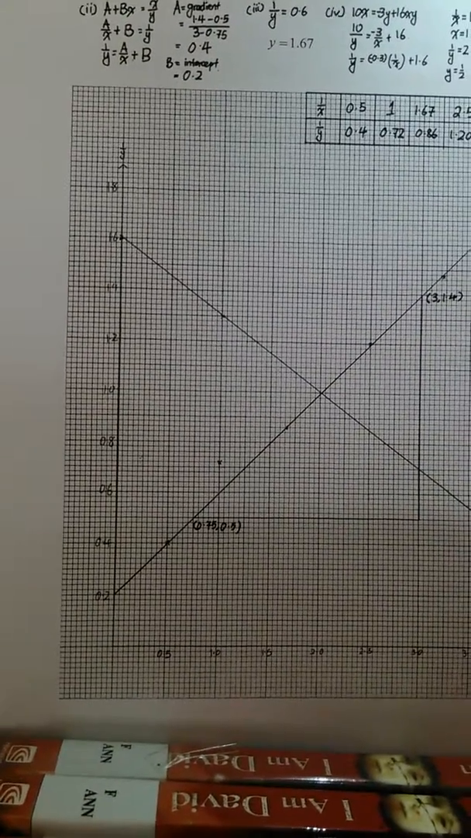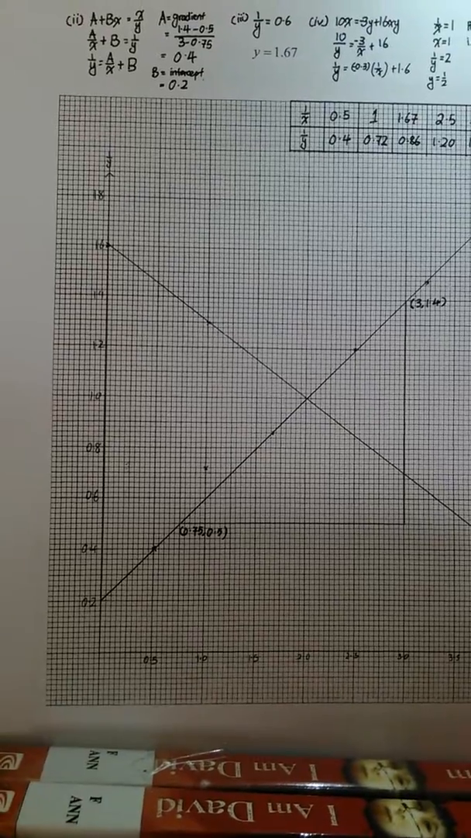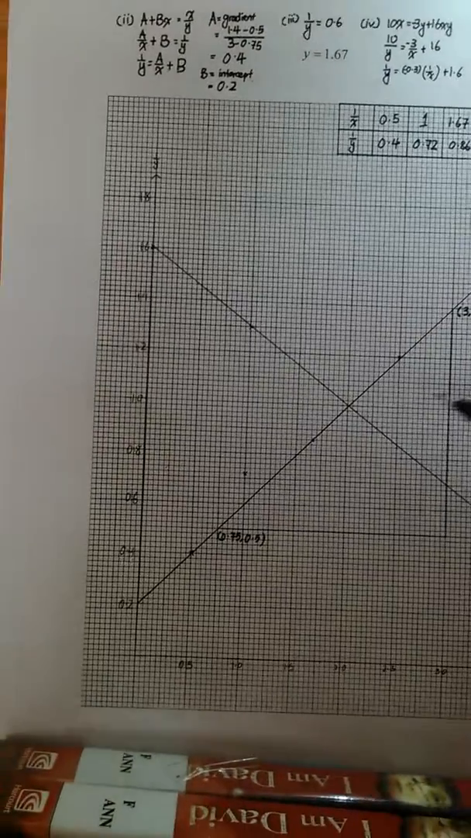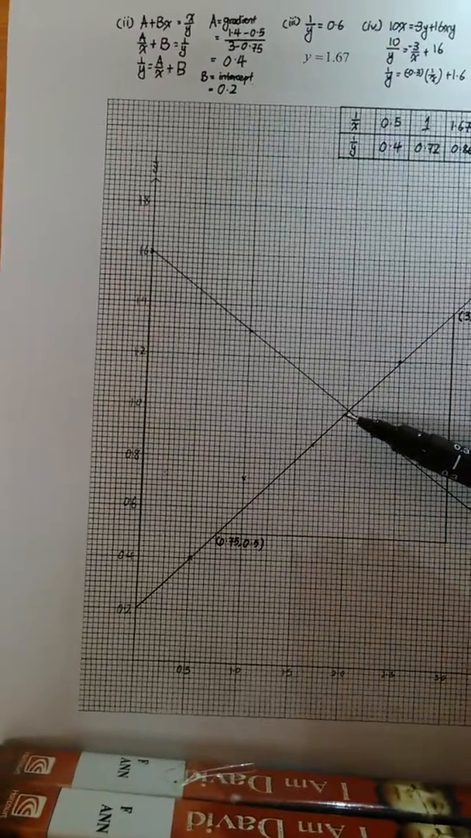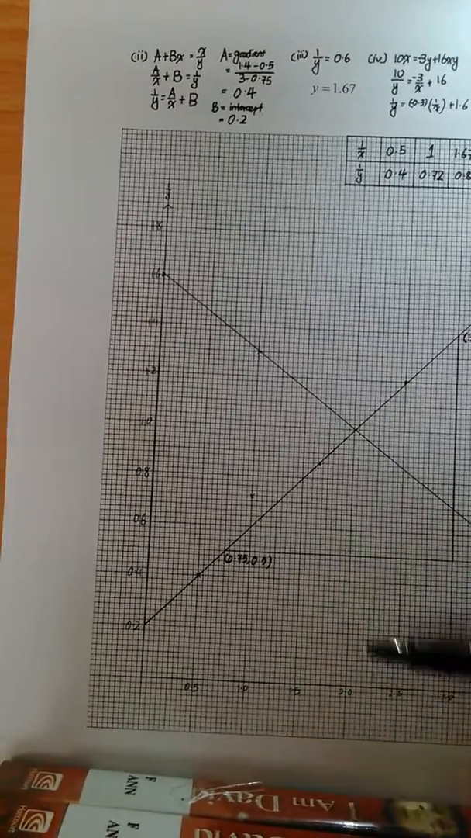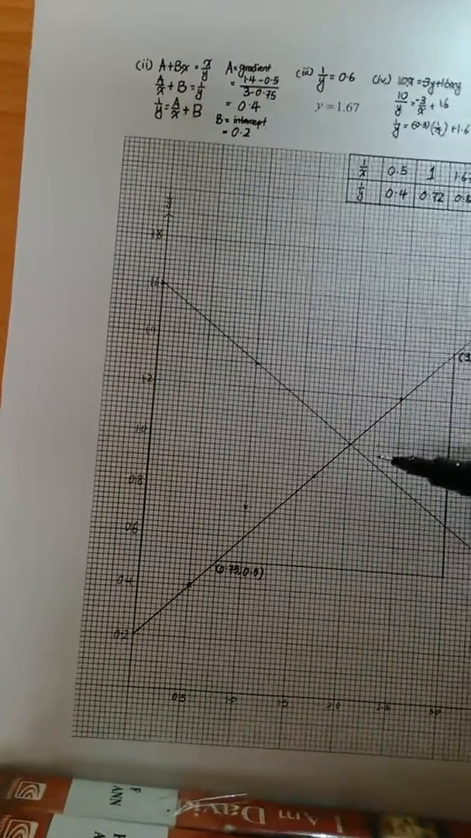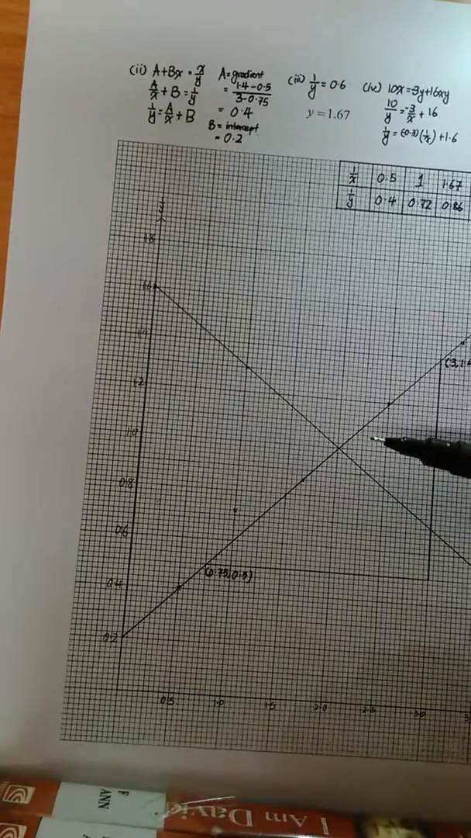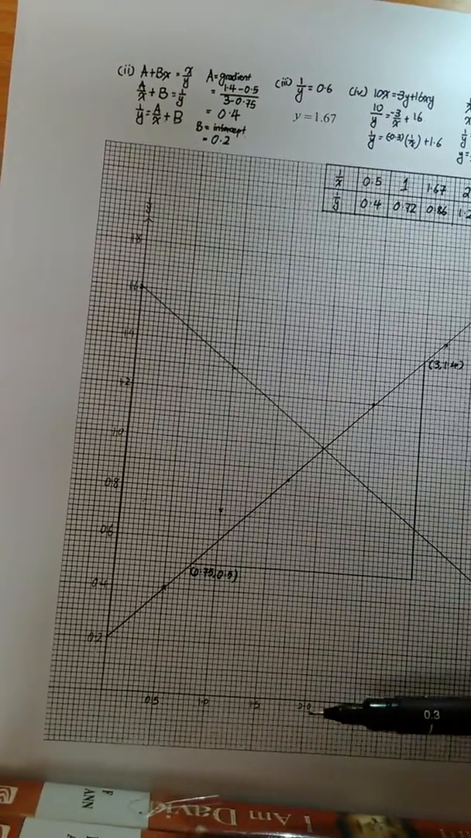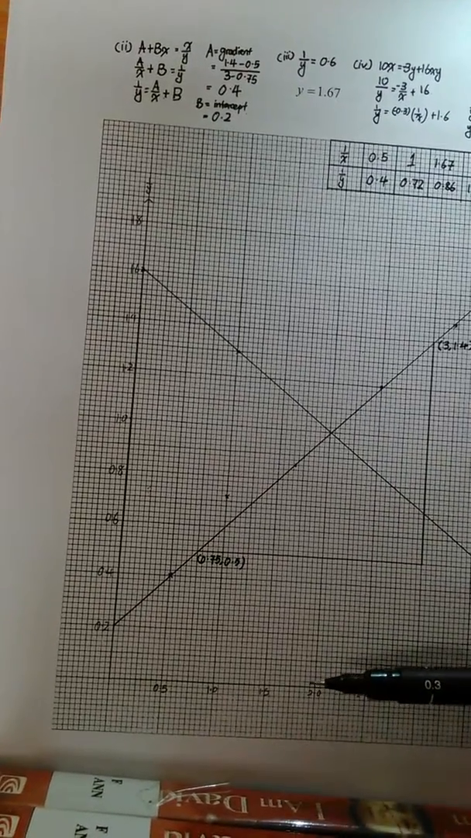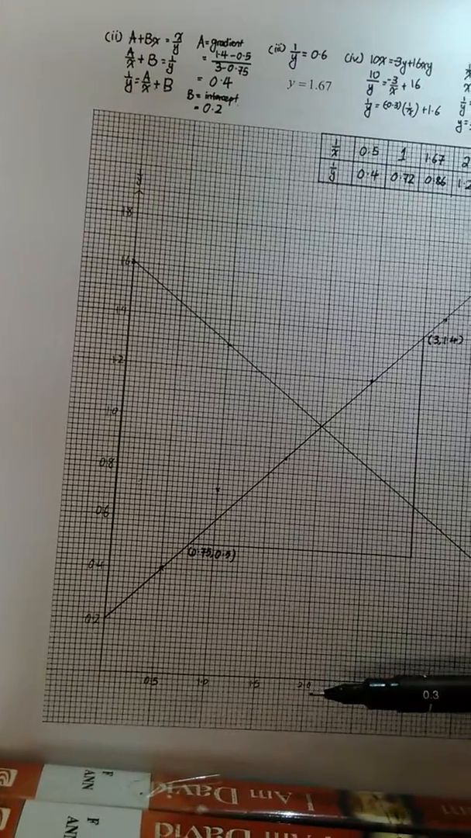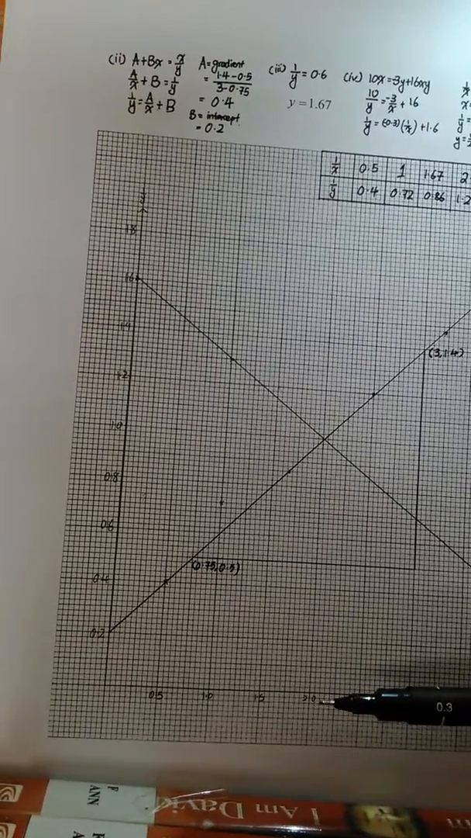For the last part, they say find the pair of values which are the same in both experiments. You just read this point here. Be very careful. Same thing, 1 over x is, okay, we get the value here. So 1 over x is equals to 2 in this case. So 1 over x equals 2, x is equals to half.